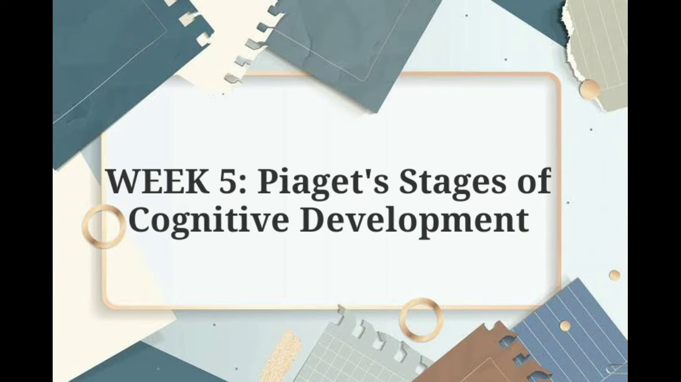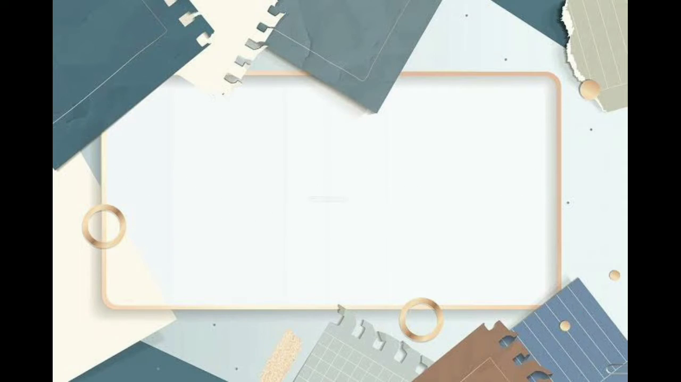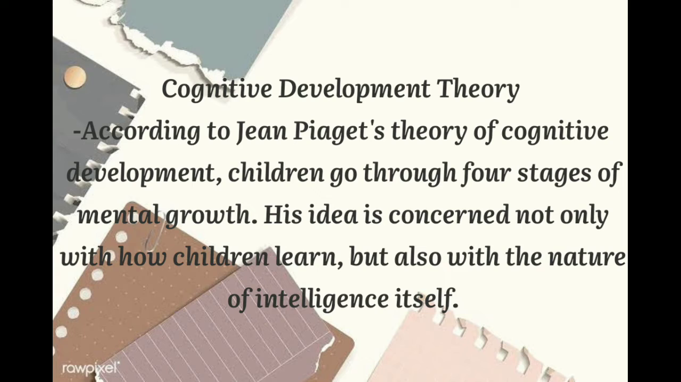Week 5, Piaget's Stages of Cognitive Development. Cognitive development theory. According to Jean Piaget's theory of cognitive development, children go through four stages of mental growth. His idea is concerned not only with how children learn but also with the nature of intelligence itself.